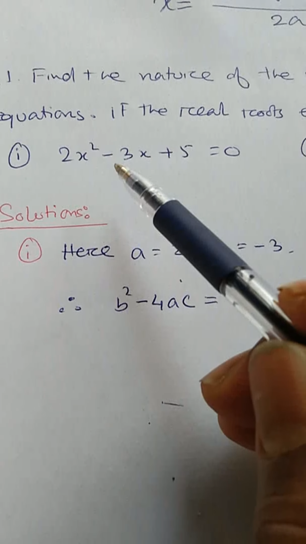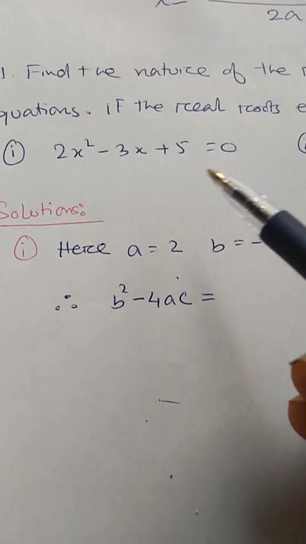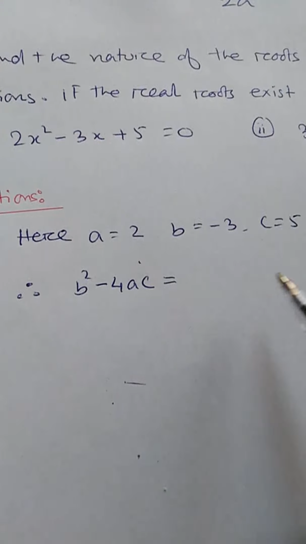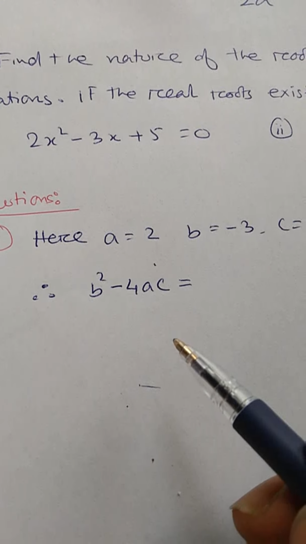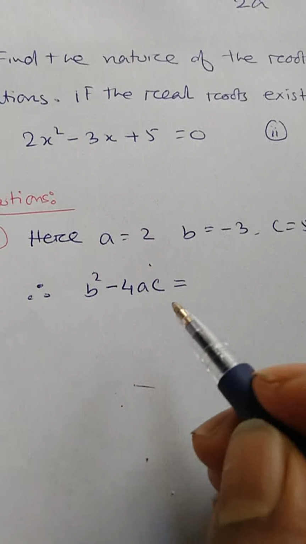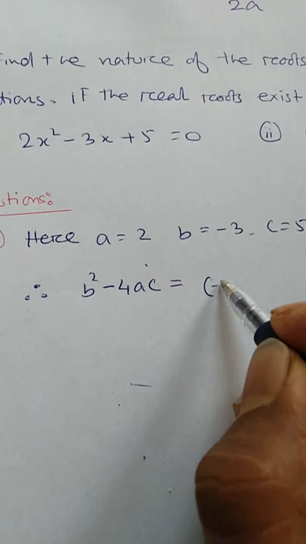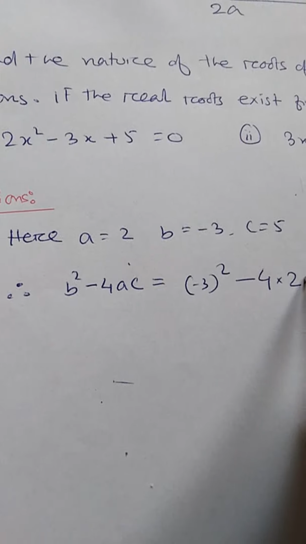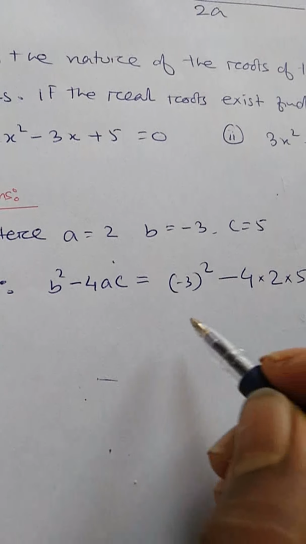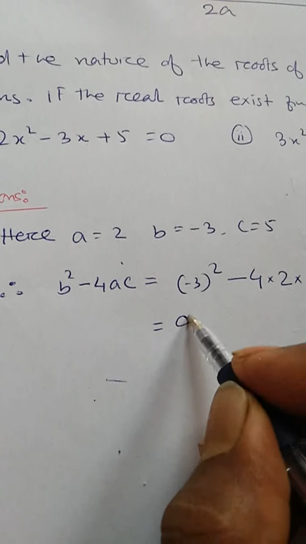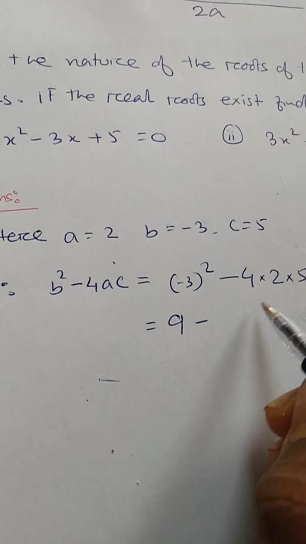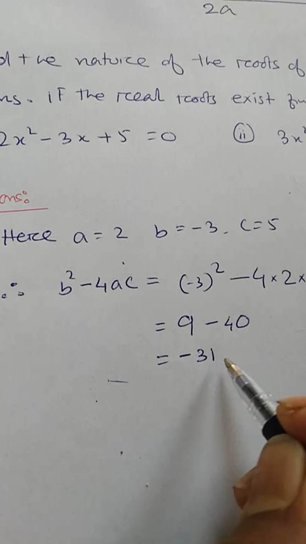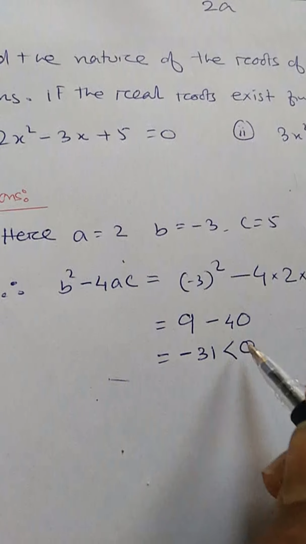It is given 2x square minus 3x plus 5 equals 0, where a is 2, b is minus 3, and c is 5. Now if we find the discriminant, that is b square minus 4ac, it will be equal to minus 3 square minus 4 into 2 into 5. So simplifying, we will get minus 3 square is 9, then minus 8 fives are 40. So 9 minus 40 is minus 31, which is less than 0.